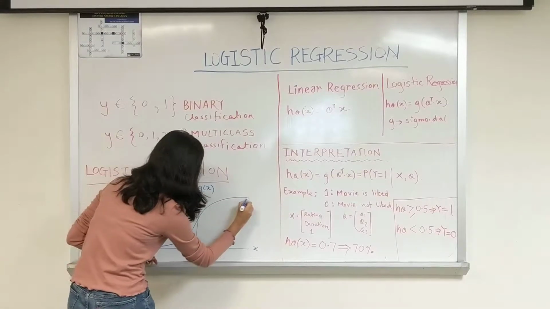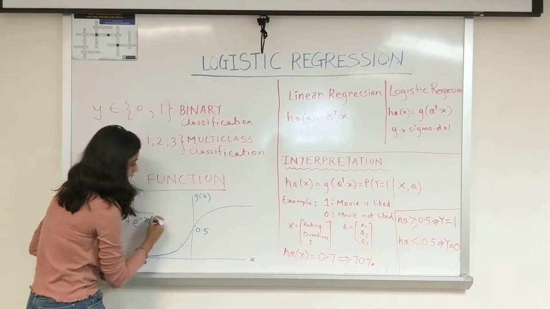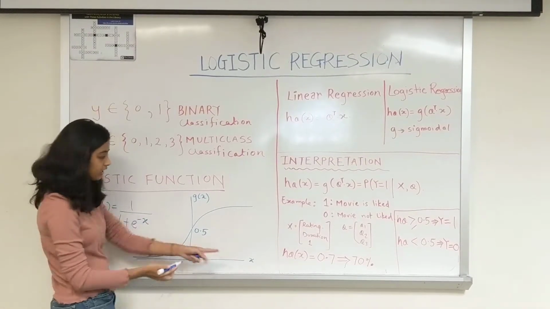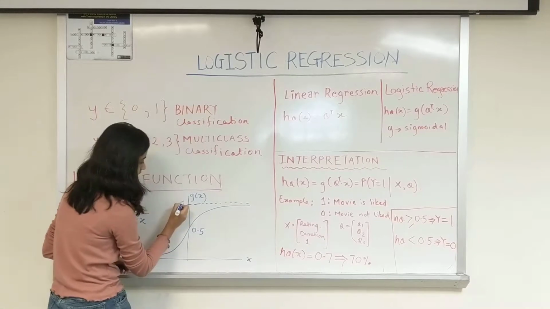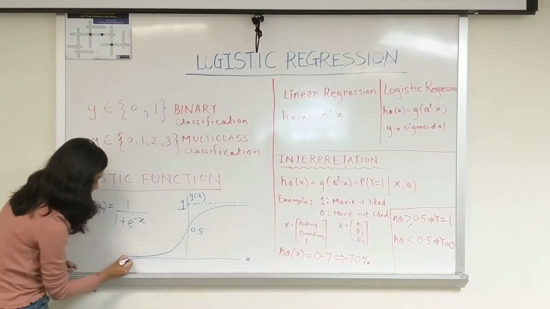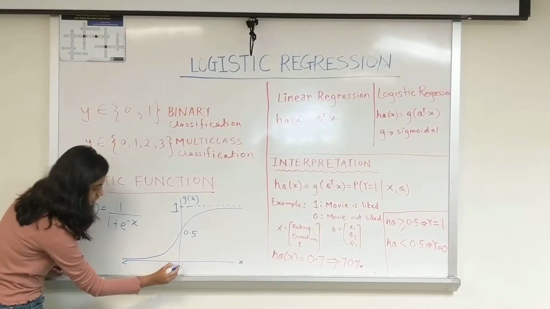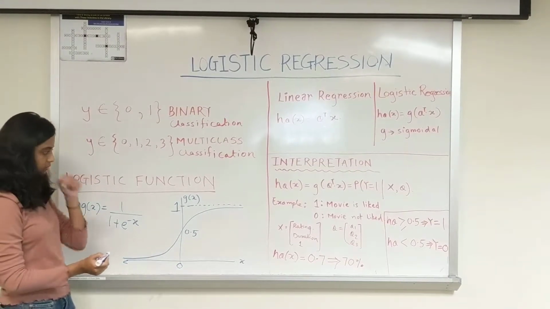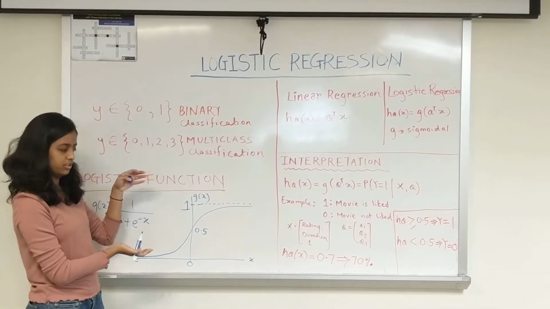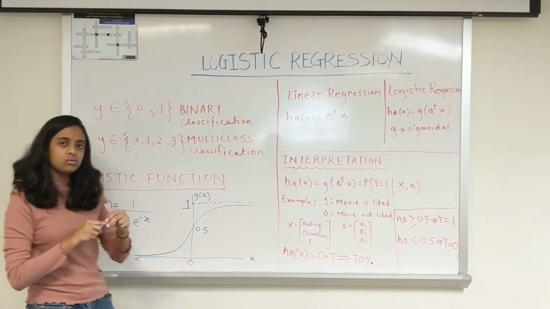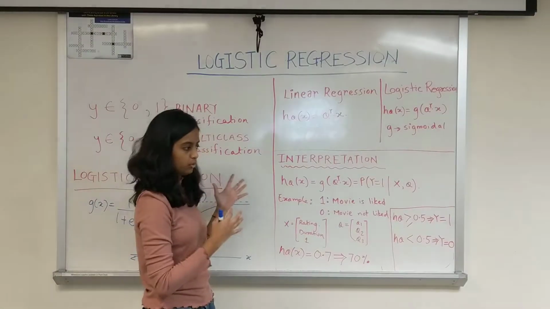At x equal to 0, my sigmoidal takes the value of 0.5, and as x goes to infinity, my sigmoidal asymptotes towards 1. As x tends to minus infinity, my sigmoidal asymptotes towards 0. Okay, so basically what the sigmoidal does is it limits our function between 0 and 1. Let us look at what this means. Let us look at the interpretation of the sigmoidal function.